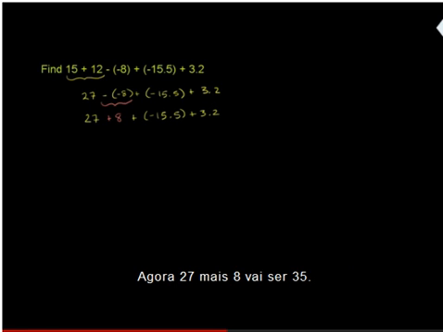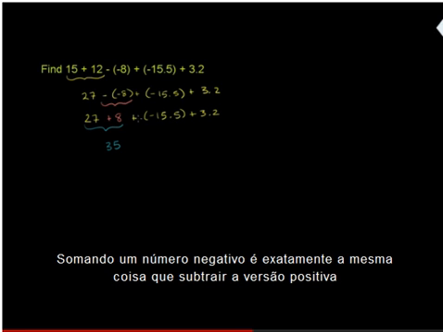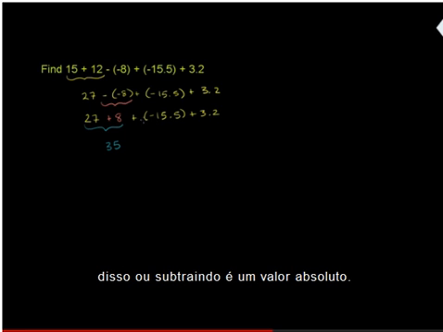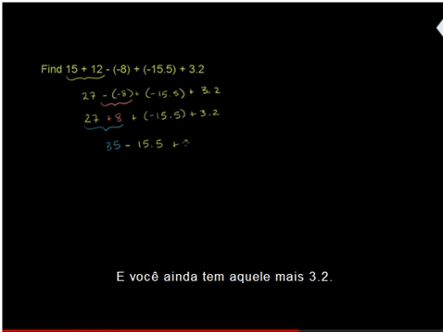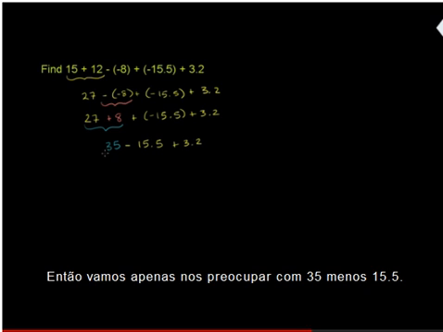Now 27 plus 8 is going to be 35. And then you have 35 plus negative 15.5. Adding a negative number is the exact same thing as subtracting the positive version of it, or subtracting its absolute value. So this is going to be the same thing as 35 minus 15.5, and then you still have that plus 3.2. So let's just concern ourselves with 35 minus 15.5.